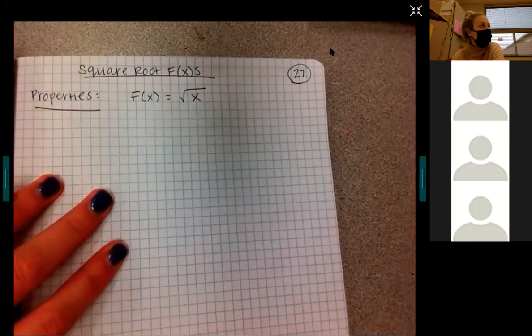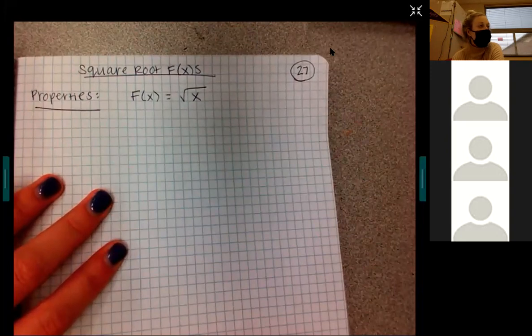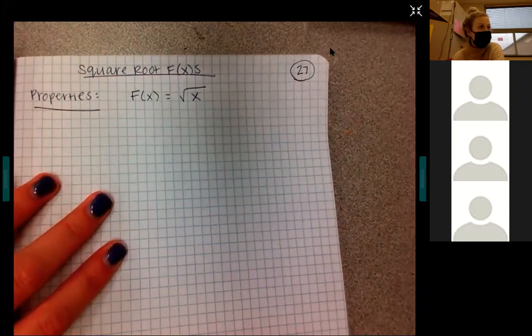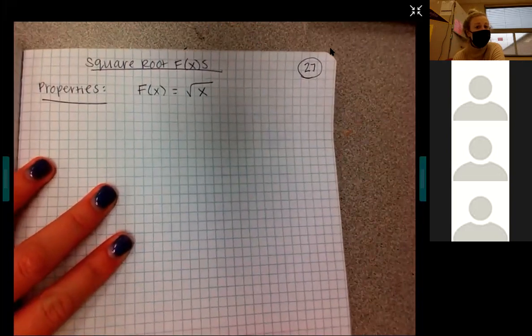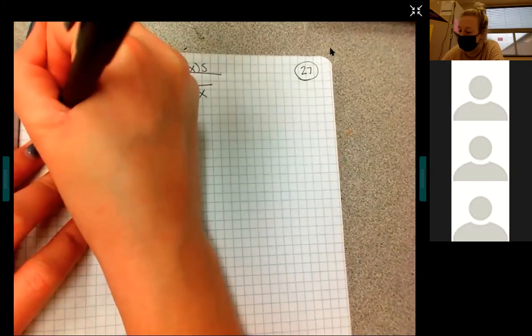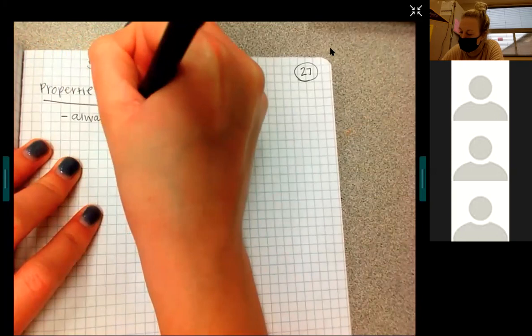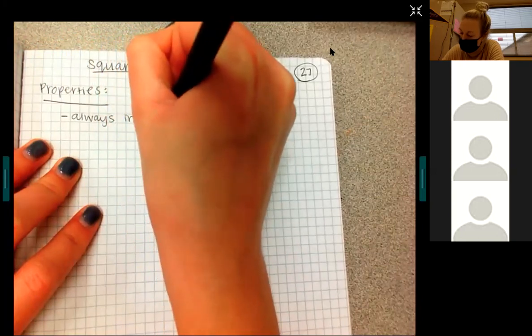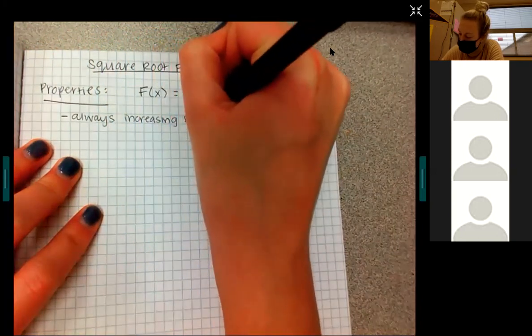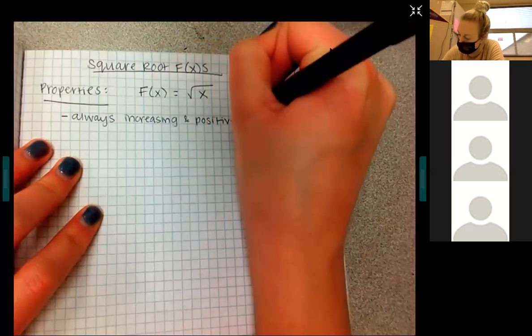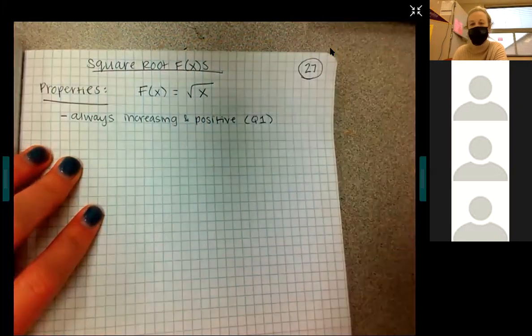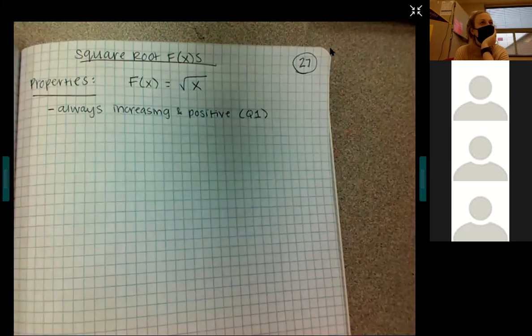Oh, Lord. Y'all, what were some things we wrote down? Question 2, question 3, or question 4. Tell me some things. Only in Q1. Only in quadrant 1. Thank you, Beatty. So it's always increasing and positive, which means it's in quadrant 1. Extra credit. Good job.